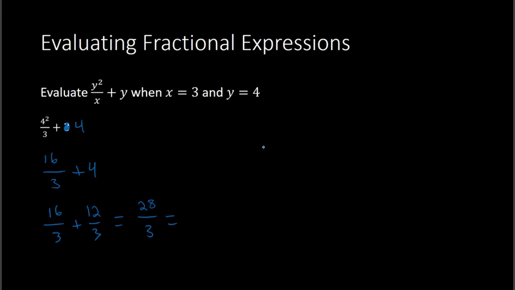I can write this as a mixed number by dividing 28 by 3. 28 divided by 3, I have 9 up here, because 3 goes 9 times into 27. Then I multiply 9 times 3, then subtract to get 1. So the remainder is 1. I write that as a fraction, so that can be 1 over 3. So as a mixed number, my solution would be 9 and 1/3.